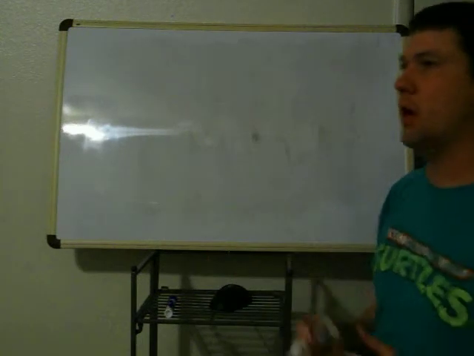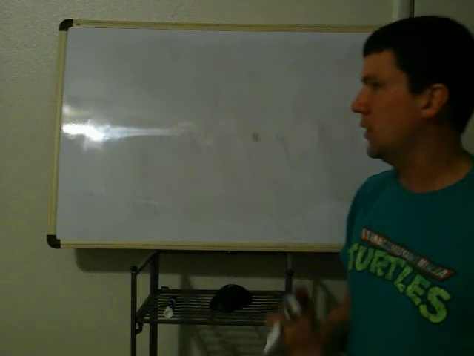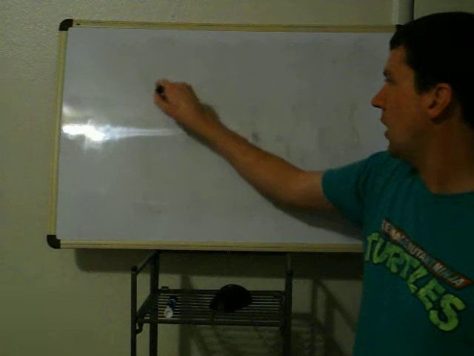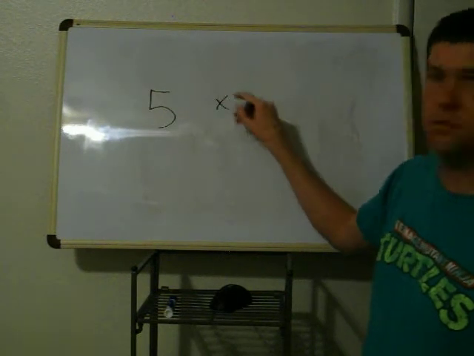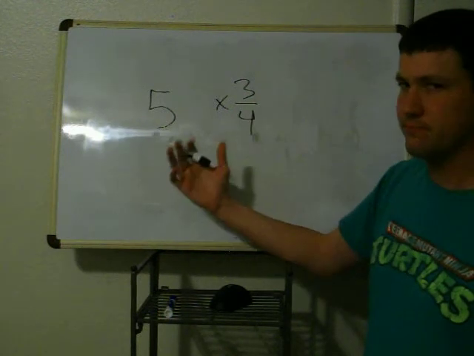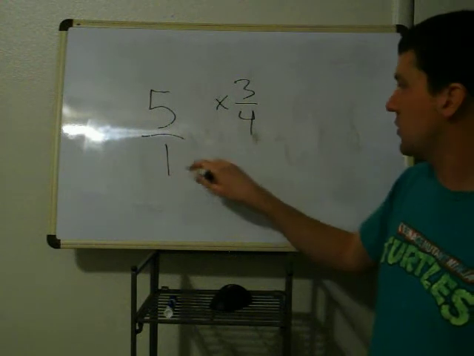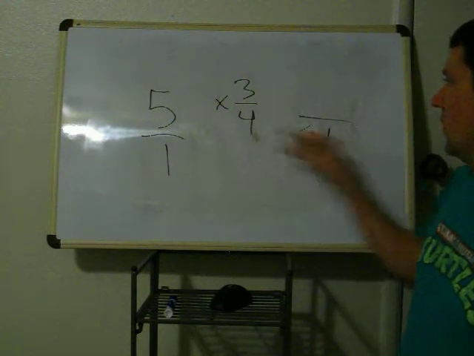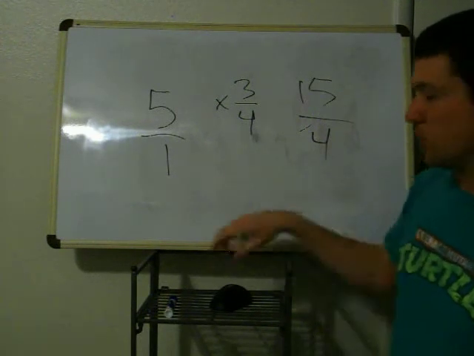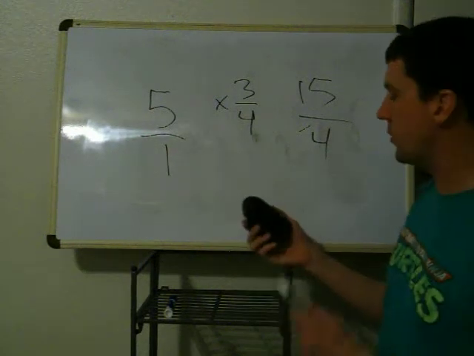If we have a whole number that we're multiplying by, that's the same as having a 1 in the denominator. So let's just say we have 5 times 3/4. We don't have a denominator here, but 5 is the same as 5 over 1. We just do the same thing. 1 times 4 is 4. 5 times 3 is 15. So that's how you do the multiplication. Just multiply the numerators on the top and the denominators on the bottom.